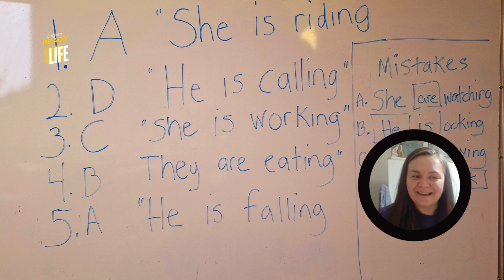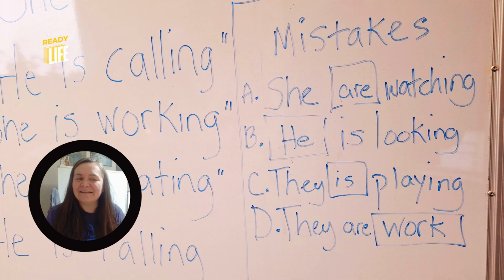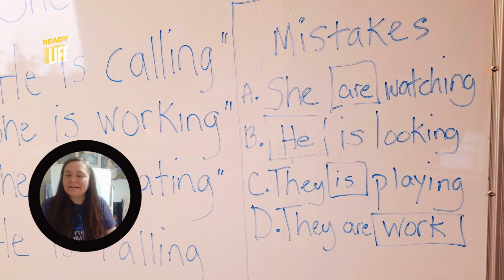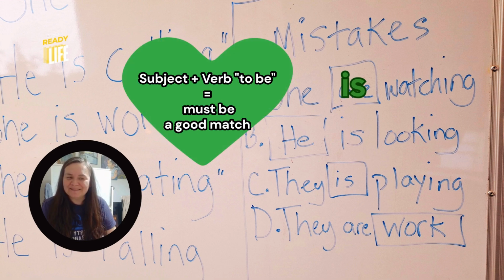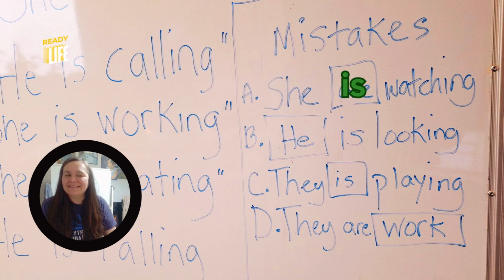Now let's look at the mistakes. The first mistake, she are watching. Are is not correct. The correct verb is is. She is watching. Remember, the subject and the verb to be have to be a good match. Remember our first couple, subject plus the verb to be. In B, he is looking. He is a mistake. She is looking.